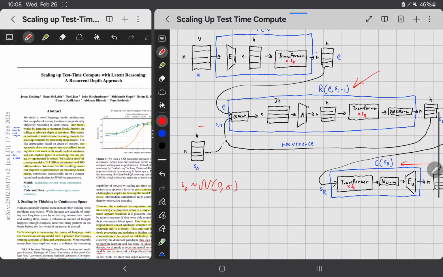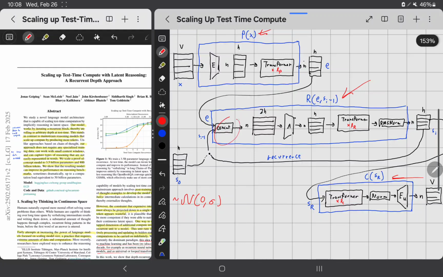So we take this input, we take this state here, we concatenate them together. We then send it through this A matrix, which is just combining these two outputs into a single hidden state. We send this through some number of transformer layers. So these are, say, 4 different transformer layers.